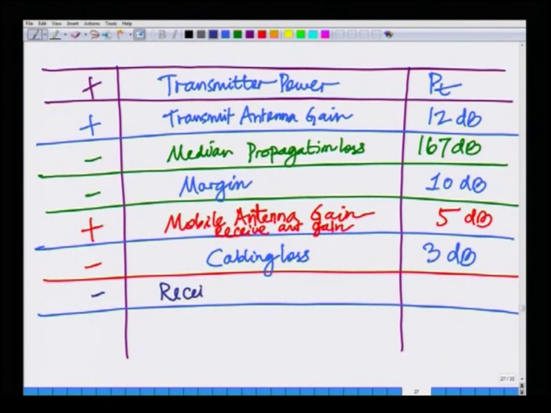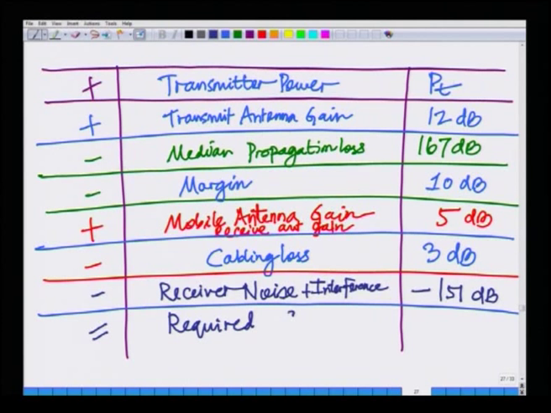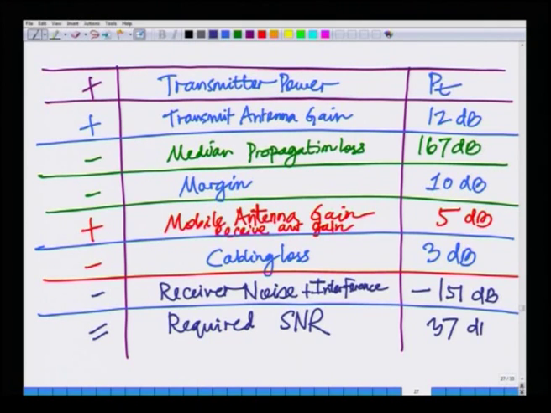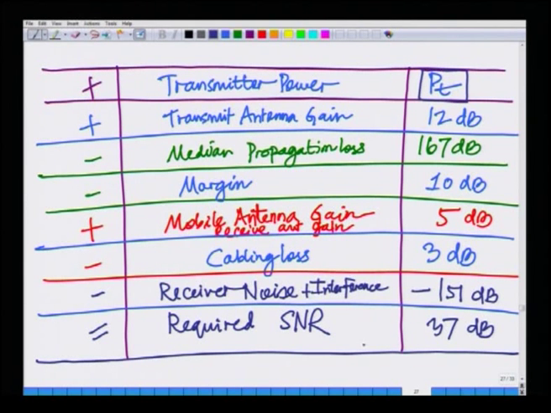Further, we have receiver noise plus interference, which is given as minus 151 dB, and that should give us the required SNR, which is what is required for BPSK decoding with bit error rate 10 power minus 4, and that we said is 37 dB. Hence, we have written all the components in our link budget. What is remaining is to compute this transmit power PT.